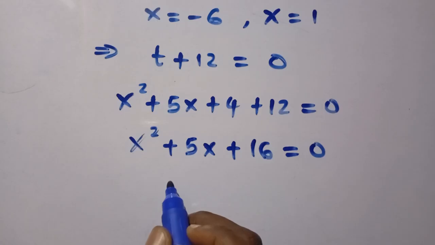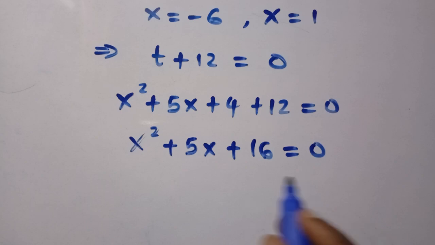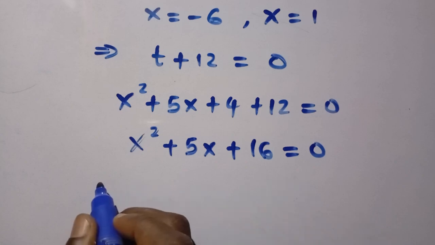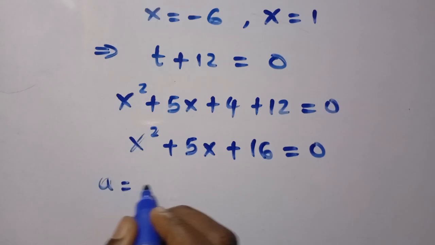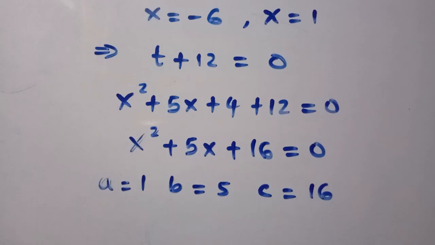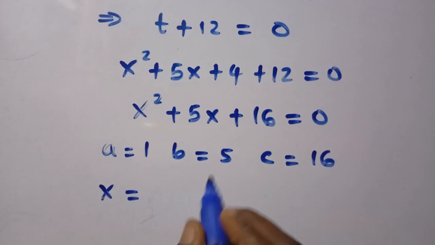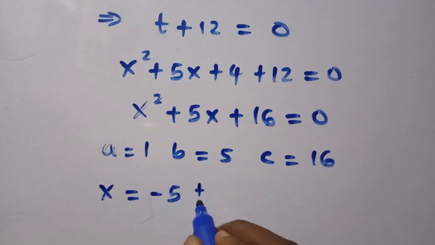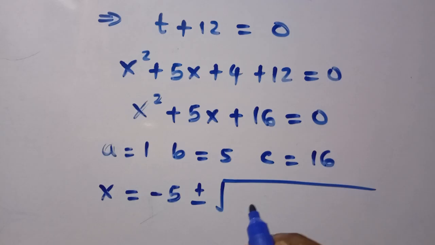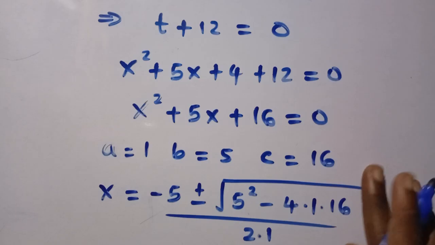So we are going to apply the quadratic formula for this. So we apply the quadratic formula to solve this expression. Here we are going to have a equals 1, b equals 5, and c equals 16. Therefore, we are going to have the quadratic formula: x equals minus 5 plus or minus the square root of 5 squared minus 4 times 1 times 16, divided by 2 times 1.